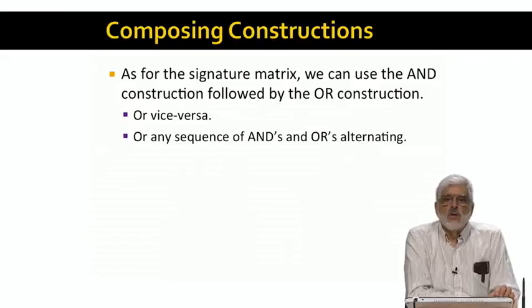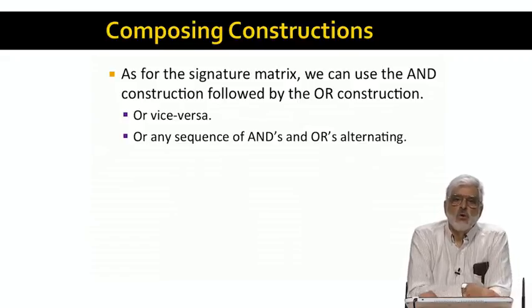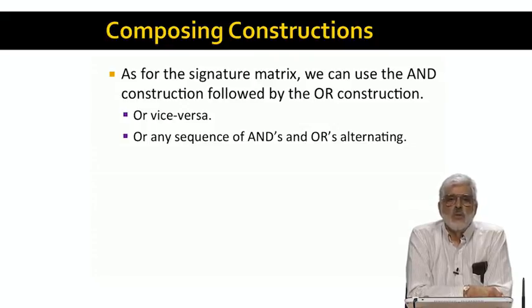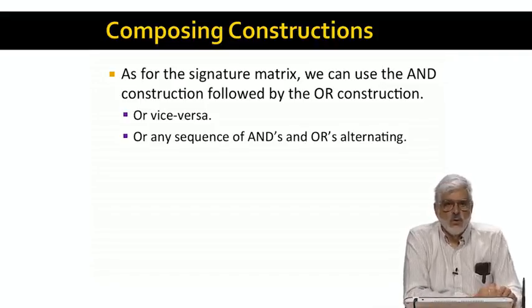Now we need to see how to compose the AND and OR constructions in order to wind up with an LSH family where the low probability is essentially 0 and the high probability is essentially 1. That's the ideal for the S-curve, remember. In the case of signature matrices and the band construction, we did the AND construction combining rows in a band, followed by the OR construction combining bands. But we could actually have done these in the reverse order, and it is also possible to use a sequence of more than 2 of the AND and OR constructions alternating, and we'll see how that works in a moment.